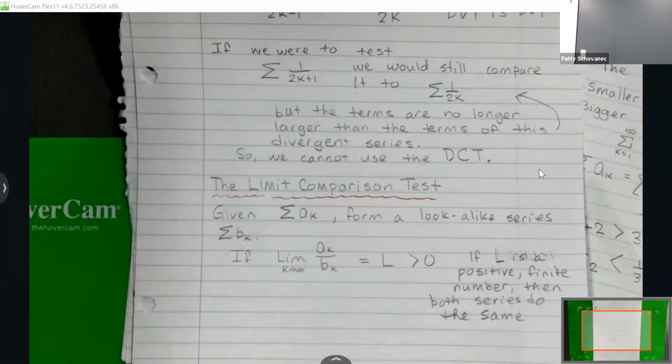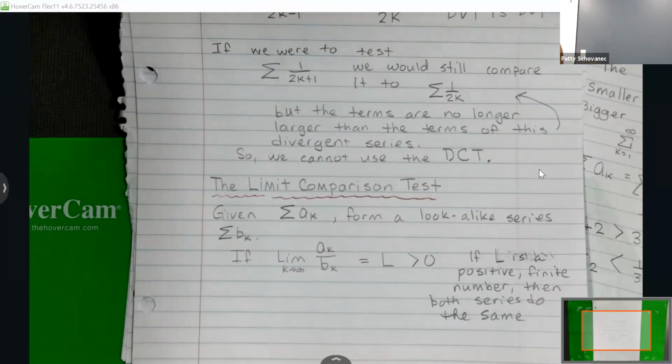And if you think about it, it kind of makes sense. If you get a positive number of your AKs over your BKs and your BKs converge, that means that they behave a lot alike. They both steady out toward that same ratio. But if your BKs are divergent, that means that sum becomes infinite. Then so do the AKs. So that it behaves kind of like infinity over infinity, an indeterminate form that'll give you a finite ratio.